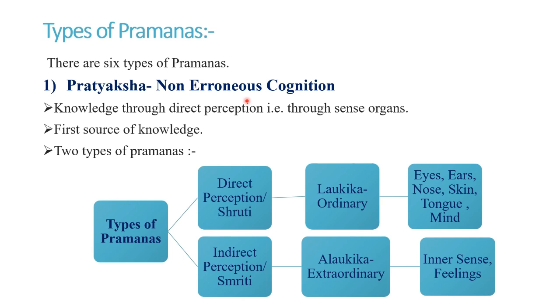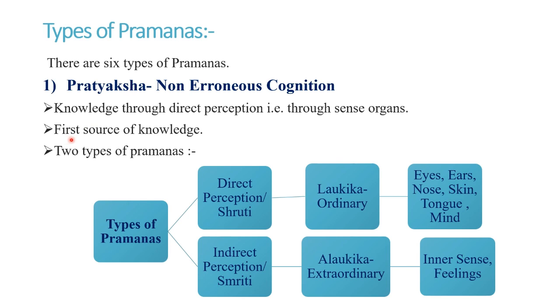So whatever we see, Pratyaksha, hear, Pratyaksha. Pratyaksha means what is there in front of you. So that is going to be non-erroneous cognition. Cognition is understanding, thinking. So it is knowledge through direct perception, that is through sense organs. Whatever knowledge we are getting with our five sense organs. Already I told you these are eyes, ears, nose, skin, tongue, and mind is also there. So whatever knowledge we get from this is the Pratyaksha Pramana.